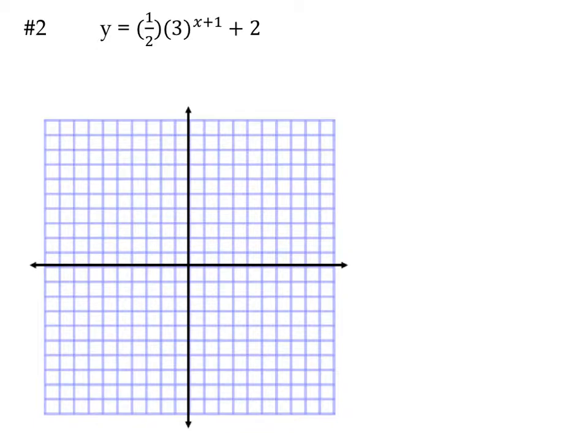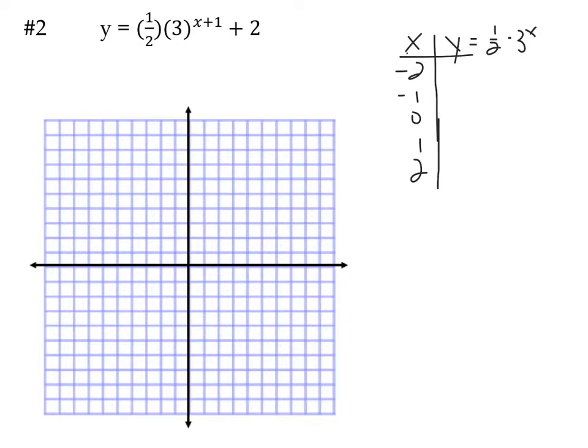Okay, so where do we start with this? Well, we're going to make a table of values of x's and y's. Okay? And we're going to make it just the same as we would have before. Okay? Except, right, we're going to use this as 1/2 times 3 to the x. We're not going to worry about that +1 and +2 there.